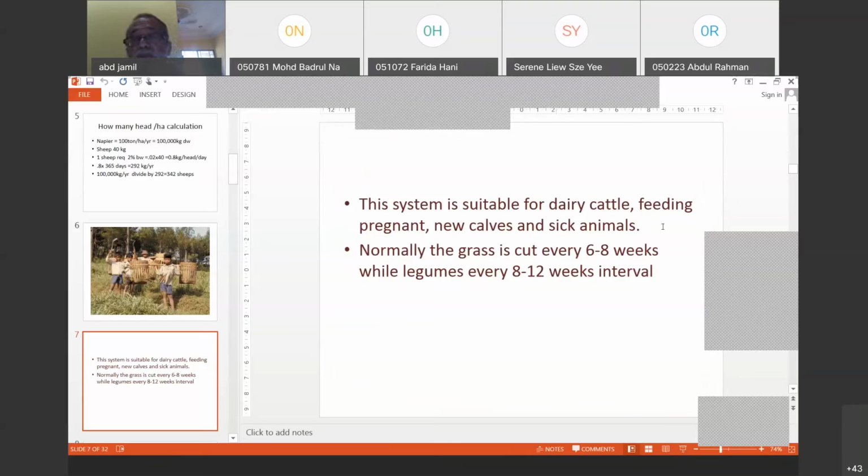feedlot, we call it the feedlot system, whereby the animals are kept in the pen throughout their life. They are never allowed to go out, and when the time comes, they are slaughtered. Okay? So slaughtering time depends. It can be 1.5 years or 2 years for cattle. But for goat and sheep, it can be as early as 5 months or 1 year.